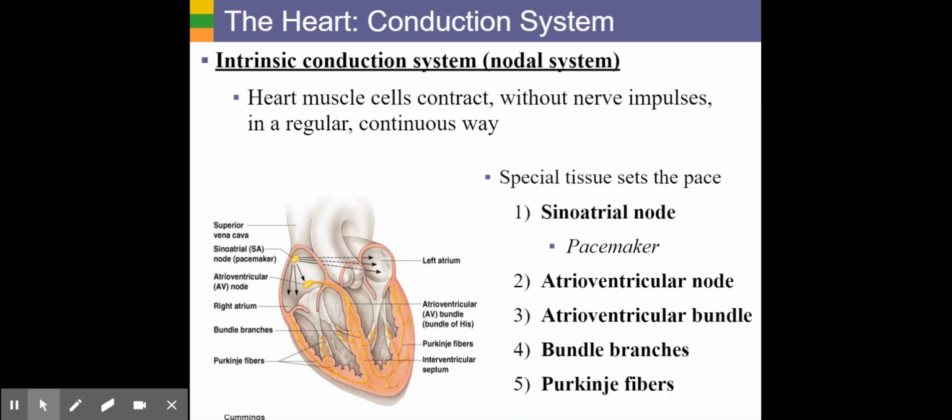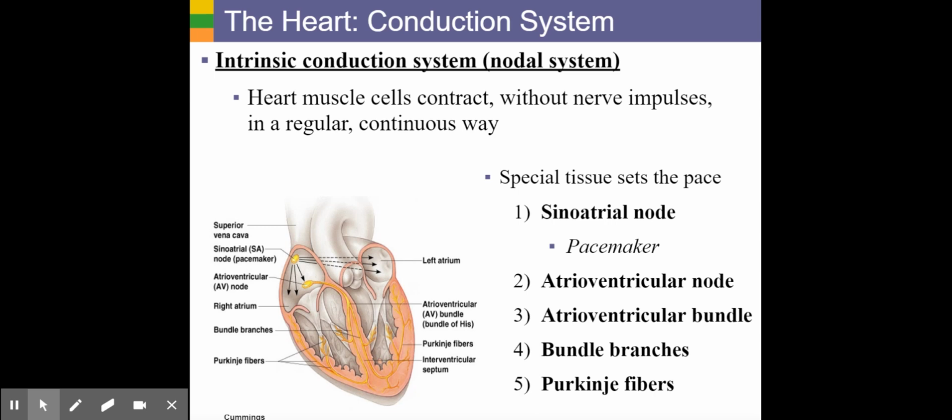Okay. So in general, the heart conduction system is usually referred to as the intrinsic conduction system because it's internal. This is also referred to simply as the nodal system because it's controlled by essentially two different nodes, the SA node or sinoatrial node, as well as the AV node or atrioventricular node. The heart cells are forced to contract because of the nerve impulses that pass along this system. So without that system, the heart muscle itself will not contract.